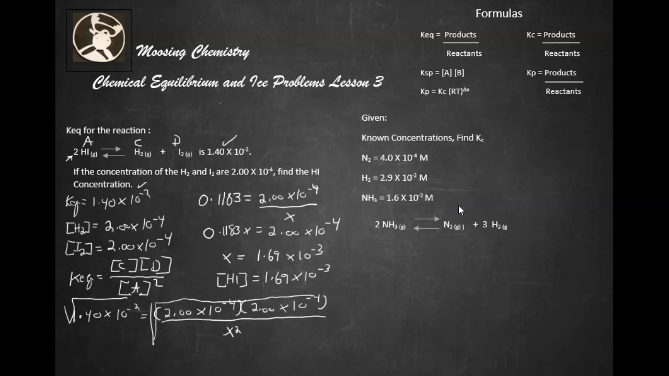So our second problem here: we have Kc equals products over reactants, because we're looking for the Kc in this case. It works just like Keq. So here are our known concentrations. N2 is 4.0 times 10 to the negative 4. H2 is 2.9 times 10 to the negative 2. NH3 is 1.6 times 10 to the negative 2. We have our balanced equation right here. So what we're going to do is set this up.